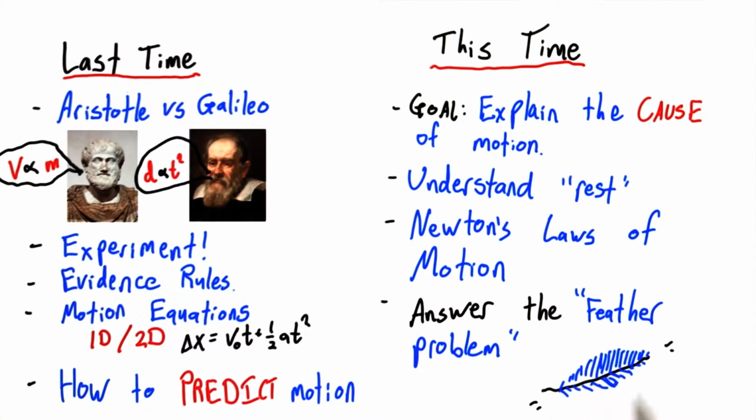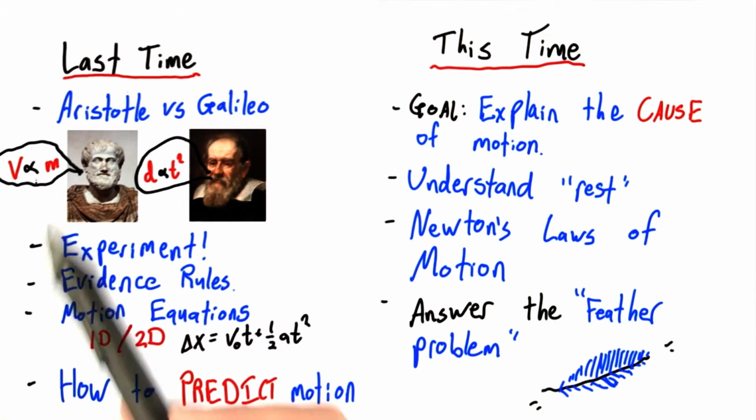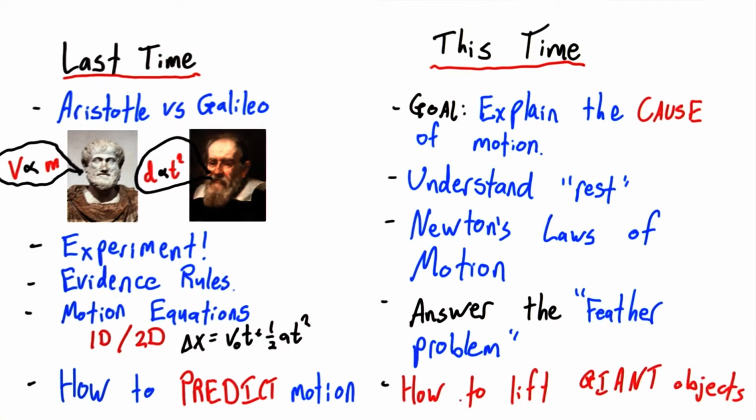Well, one problem with feathers is that they're very hard to draw, so I apologize. But the problem I'm referring to is that when you drop a feather, it actually does fall at more or less constant speed, which seems to align with Aristotle's viewpoint. So we need to figure out what's going on there. Finally, we'll learn about gravity, and I'll teach you how you can use your physics knowledge to lift enormous objects.